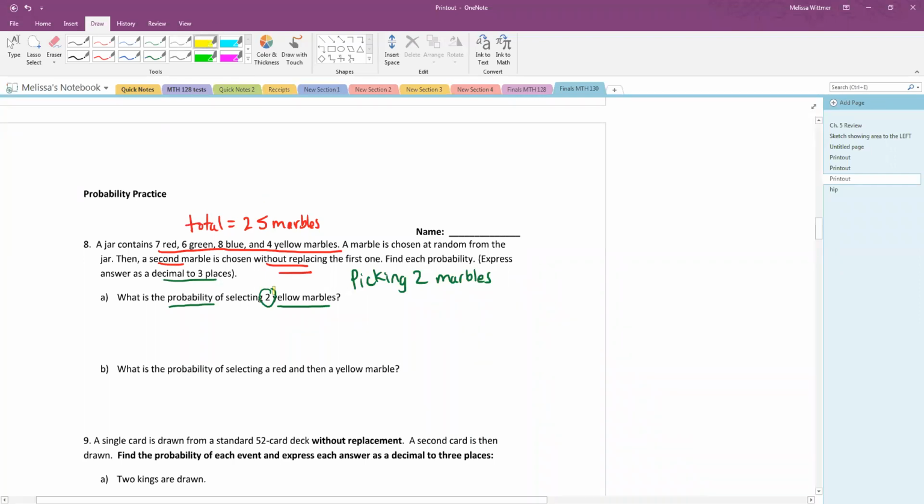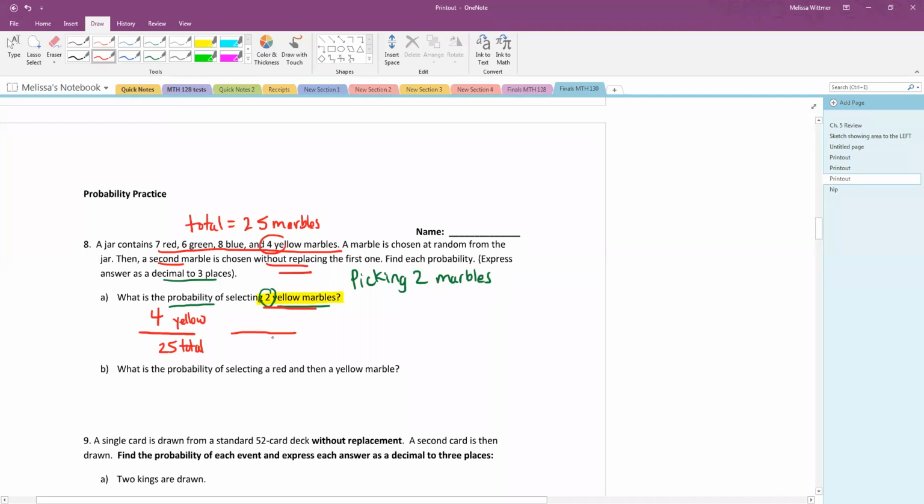So always note your total, and then you need to do a fraction for each selection. So I have the first marble, the second marble. I want it to be yellow. Okay, so there are 4 yellow chances, and there are 25 total marbles.